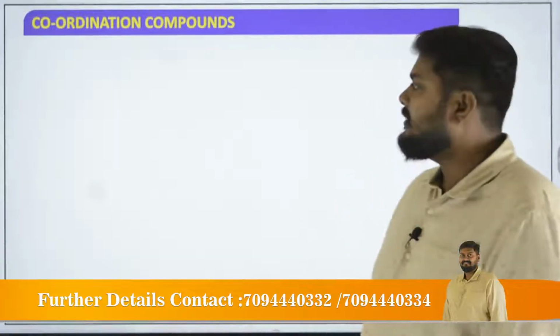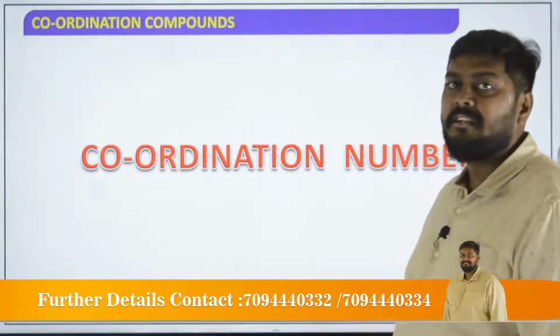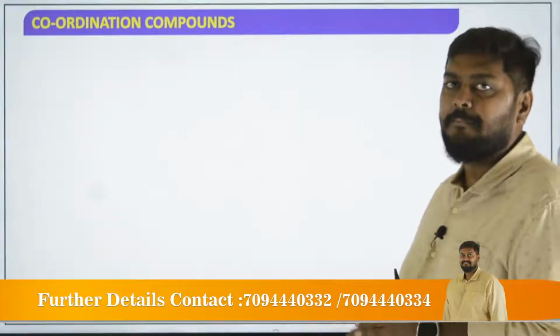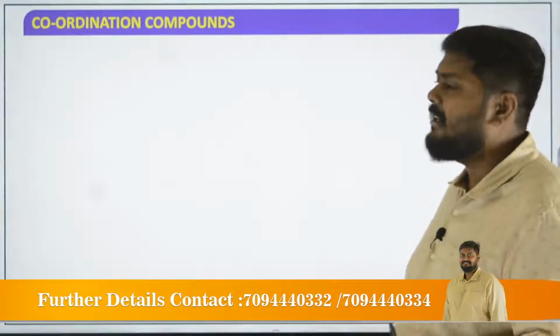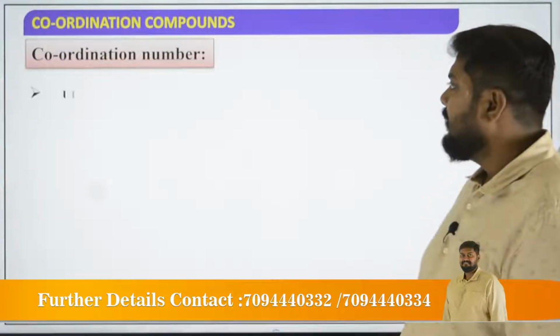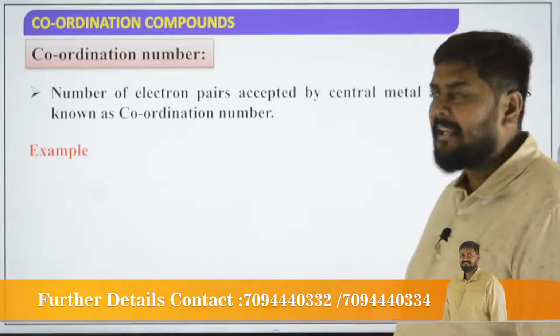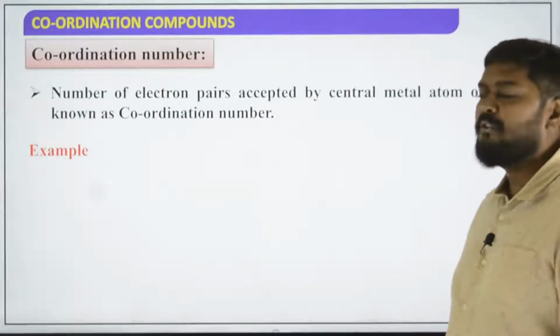So in this, first we are going to start with coordination number. ஒரு ligand எத்தனை electron pair central metal atom க்கு donate பண்ணுதோ, that is called your coordination number, right? See, the number of electron pairs accepted by the central metal atom is called your coordination number.